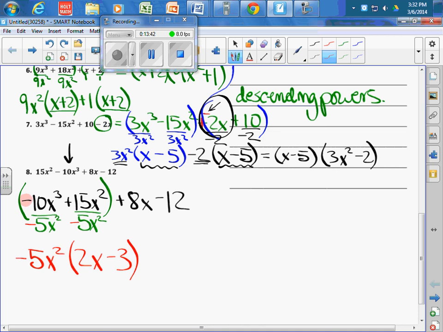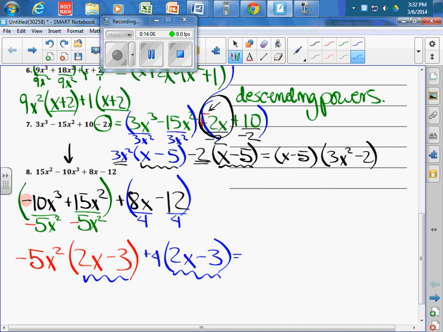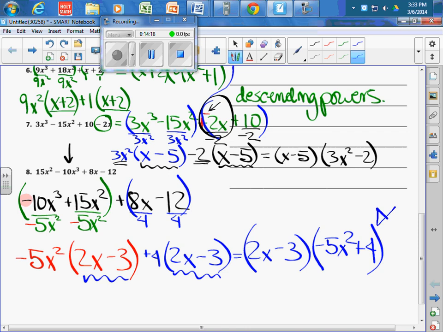Now let's look at the second two. Let's group those together. What do you have in common? 4. So plus 4 times the quantity. 8x divided by 4 is 2x. Negative 12, or minus 12 over 4, would be minus 3. And look at this. The 2x minus 3 and 2x minus 3 can get factored out. What's left over? Negative 5x squared plus 4. And you're done.